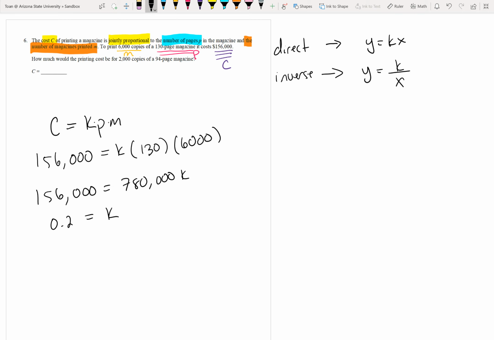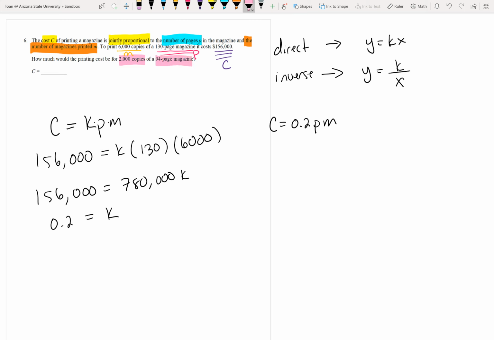So all of this work gives me what I call a complete equation. So my complete equation is C equals 0.2 PM. A complete equation is the original proportional equation with everything as variables except for K. Now notice they give you new information. 2,000 copies. I reused that color. They gave us 2,000 copies and 94-page magazine.